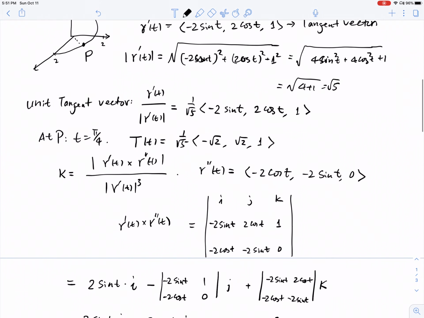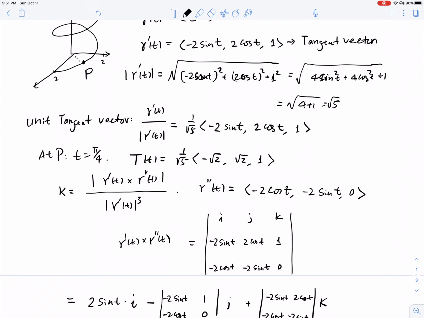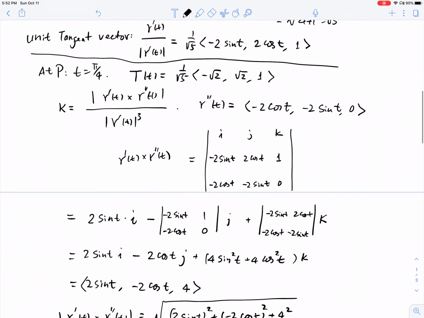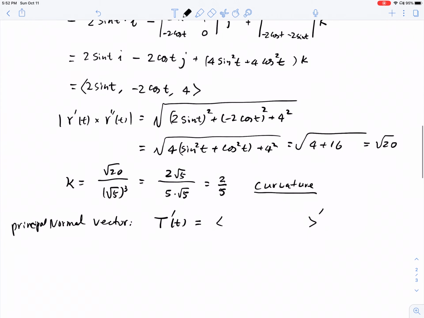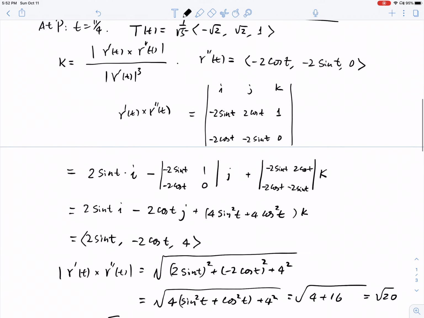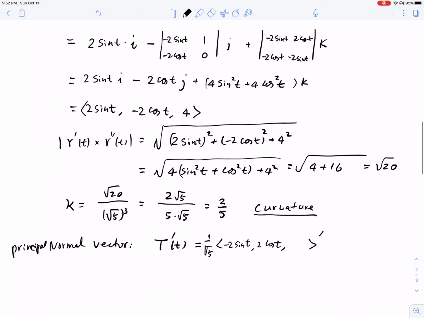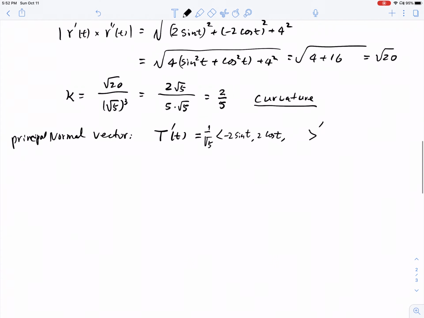We found it back over here. This is the one we have. Okay, so it's 1 over root 5, then negative 2 sine t, and positive 2 cosine t. And the last component is simply 1. So when we take the derivative of that, it's going to be 0.